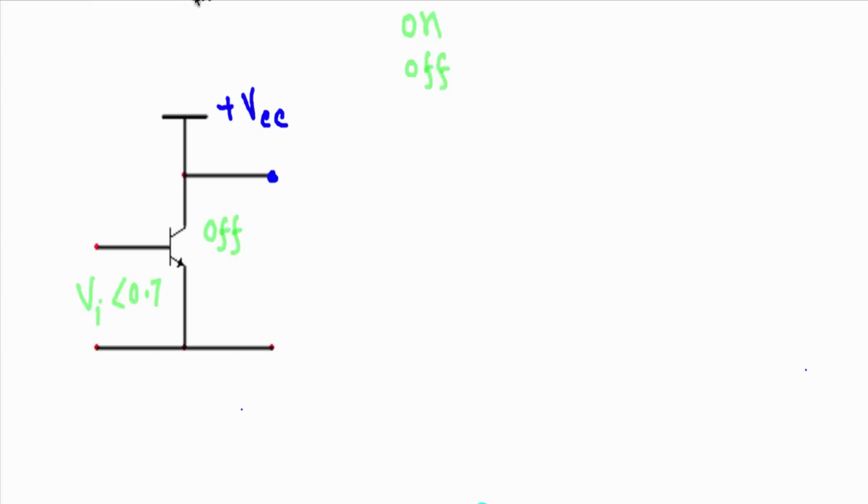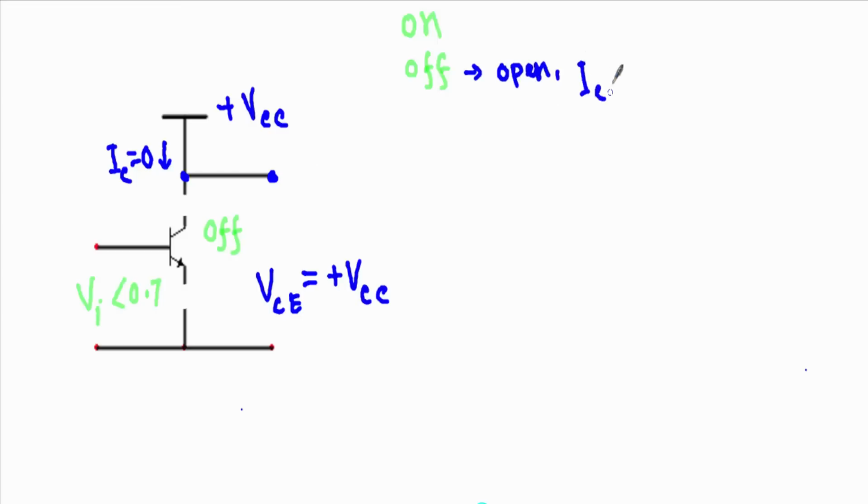When the transistor is in off state, the collector and emitter terminal gets disconnected from the circuit. Therefore, this transistor will act as an open switch. Therefore, the collector current IC will be equal to 0. As the collector current becomes 0, the voltage difference between the collector and emitter terminal VCE will be equal to plus VCC. So when the transistor is in off state, I can summarize it: our collector and emitter terminal will get opened, the collector current IC will be equal to 0, and the collector to emitter voltage VCE will be equal to plus VCC.